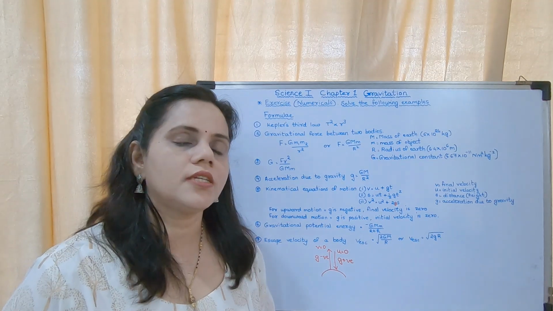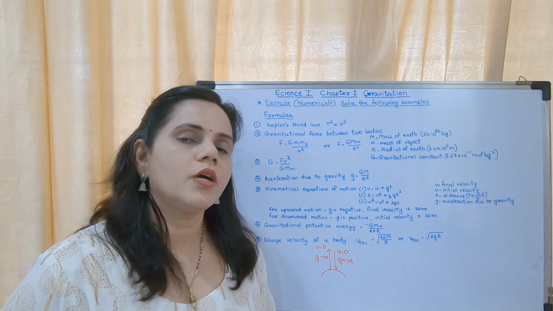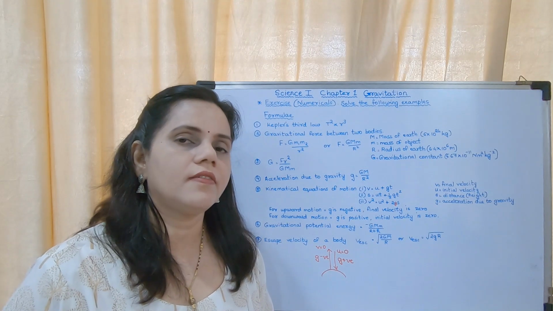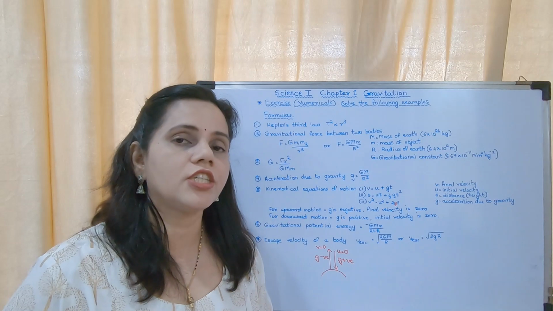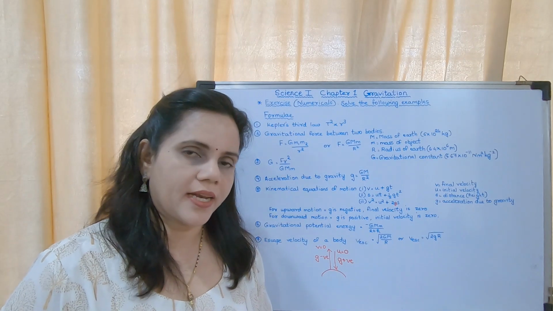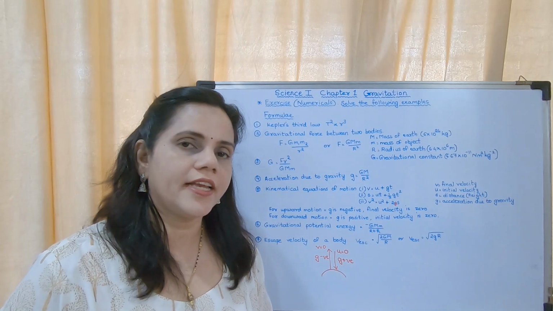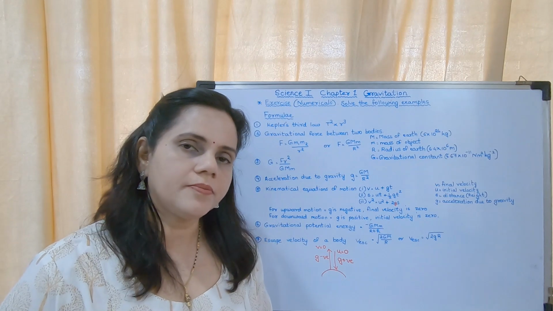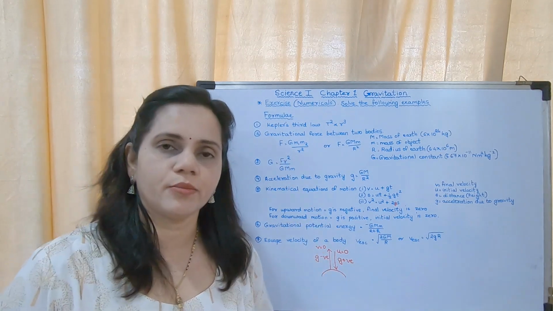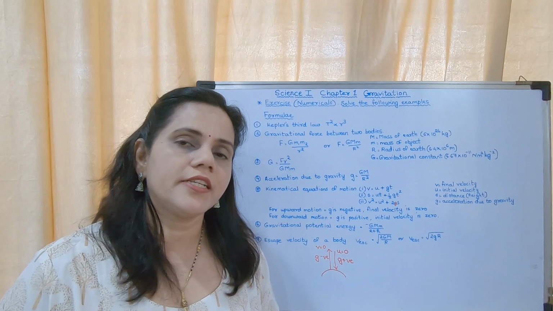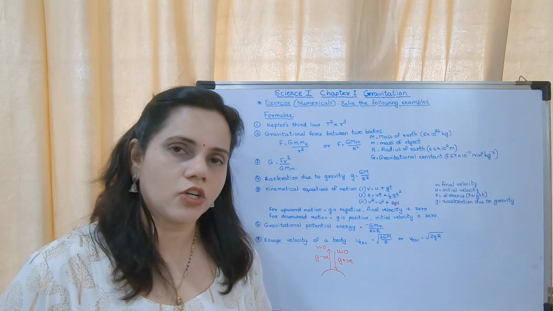Another equation is V escape is equal to root of 2gr, where g stands for acceleration due to gravity on that planet and R stands for radius of that planet. Okay, so these are the formulas. We are having numericals based on these formulas only.